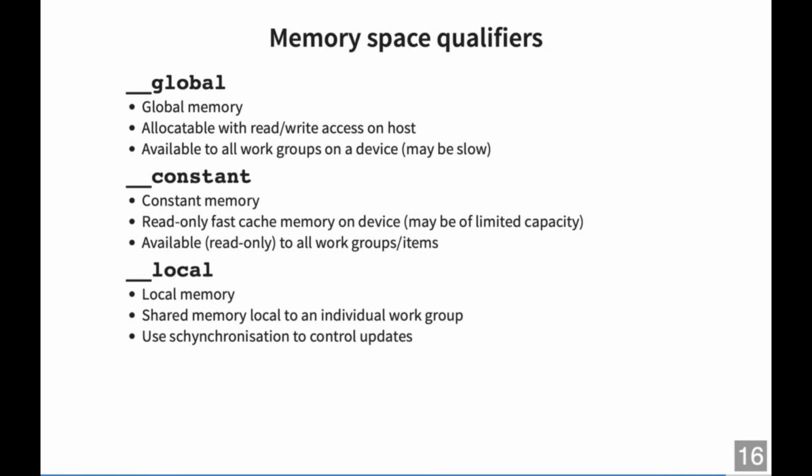So that's just a recap on these memory space qualifiers. So the _global is basically the device global memory. There is an analog of the constant memory we talked about yesterday, and there is an analog of the shared memory in the device we talked about yesterday.